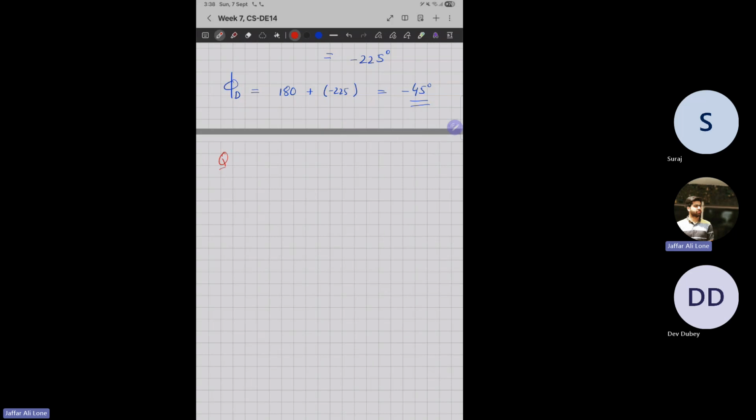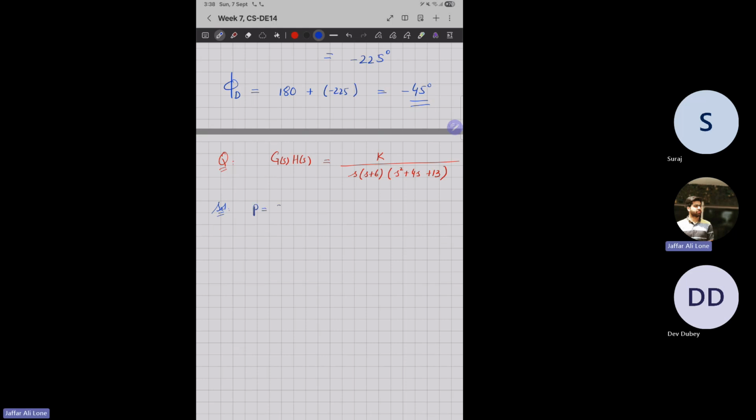Now let's solve this question. We are given G of s H of s equal to K divided by s into s plus 6 into s square plus 4s plus 13. We have to sketch the root locus. We will find breakpoints, angle of departure, and also try to find the stability condition. As of now, we just have to plot the complete root locus. Now the solution.